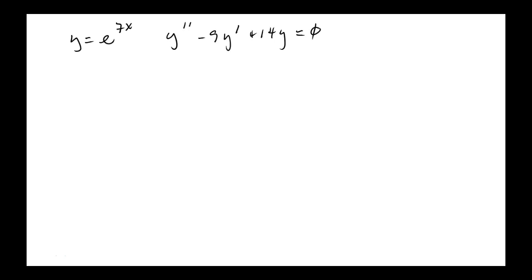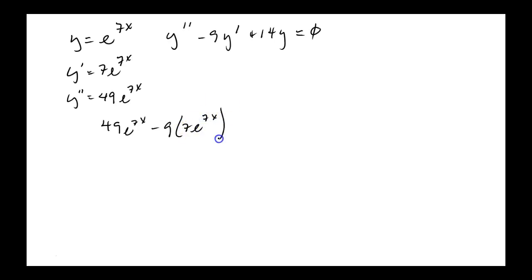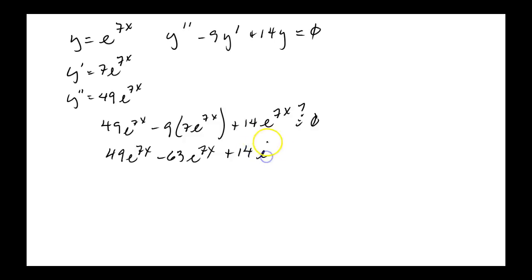Now, let's quickly verify this too. What's y prime? 7e to the 7x. And y double prime is 49e to the 7x. Now let's see if 49e to the 7x minus 9 times 7e to the 7x plus 14 times e to the 7x equals 0. That's 49e to the 7x minus 63e to the 7x plus 14e to the 7x. I know e to the 7x will never equal 0. The question is 49 plus 14, that sure enough is 63, minus 63. Yep, that's equal to 0. You didn't need to verify it, but I just wanted to. So, indeed, that is a solution.